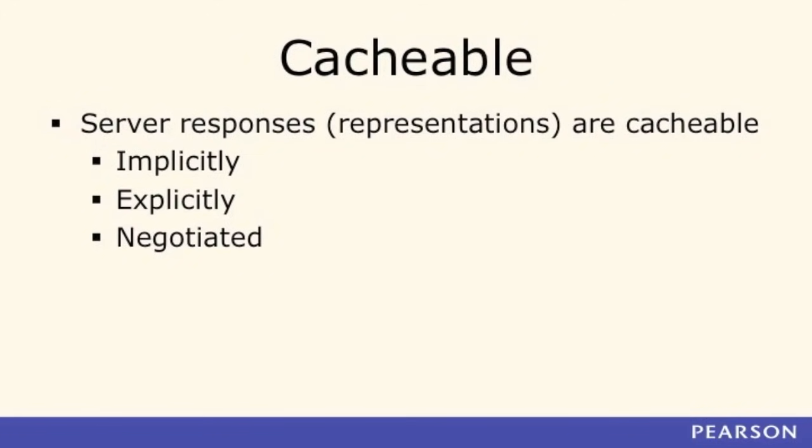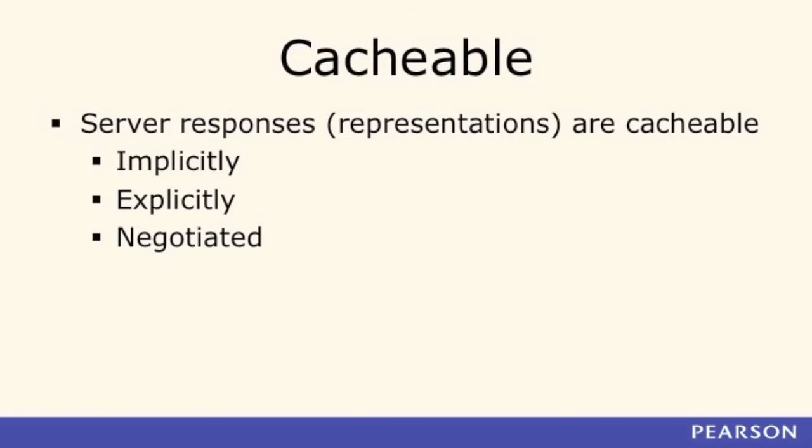Another constraint on RESTful architectures is that they must be cacheable. These server responses or representations are cacheable. Anything that comes back from the server or a REST service could be cacheable implicitly, explicitly, or it could be negotiated. So if it's not denoted, in general, a client can cache something. That would be implicit caching.